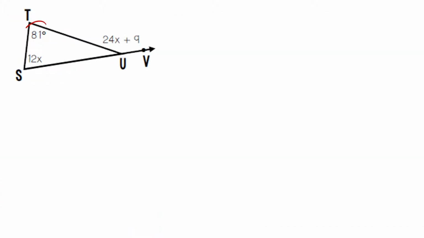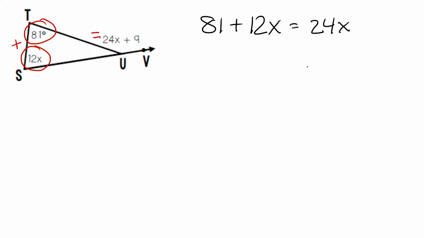For this problem, again, we're going to take the two inside angles and add them together, and it's going to equal the outside angle. So we have the 81 plus the 12x. Again, doesn't matter what order, as long as the outside angle, 24x plus 9, is on the opposite side of the equal sign.